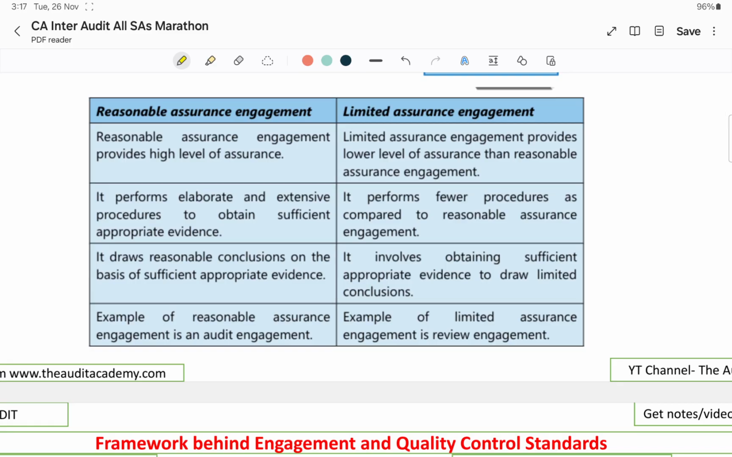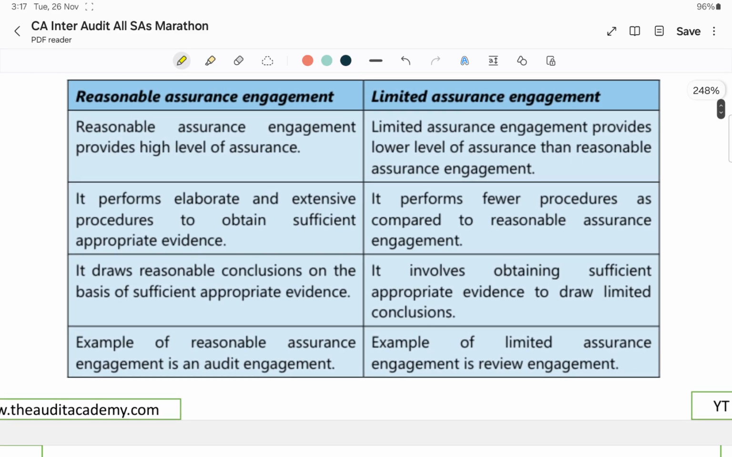Now the difference between a reasonable assurance engagement and a limited assurance engagement. Reasonable assurance engagement provides a high level of assurance. Limited assurance engagement provides a lower level of assurance than a reasonable assurance engagement. Second, reasonable assurance performs elaborate and extensive procedures to obtain sufficient appropriate audit evidence. Limited assurance performs fewer procedures as compared to a reasonable assurance engagement.